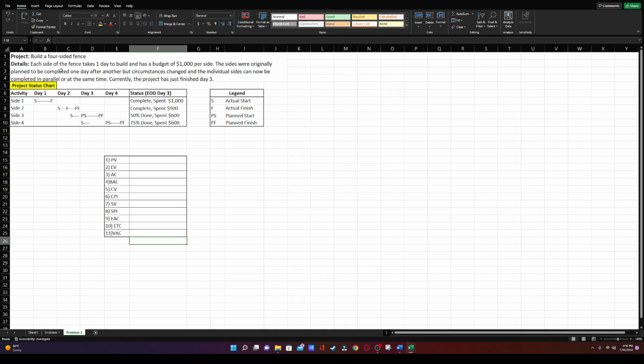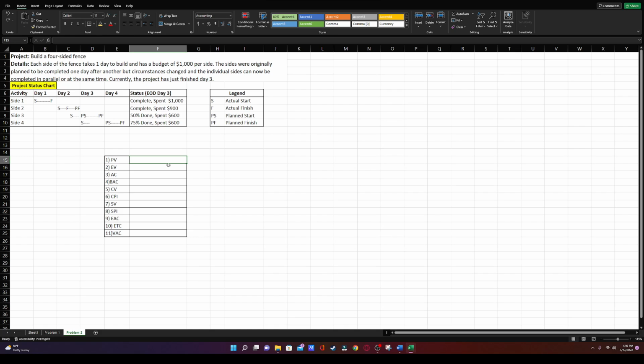So we're going to build a four-sided fence, similar to the first one. It's going to be a square. Each side of the fence takes 1 day to build and has a budget of $1,000 per side. The sides were originally planned to be completed one day after another, but circumstances changed, and the individual sides can now be completed in parallel or at the same time. Currently, the project has finished day 3. So this is similar to the first problem, except we have one slight change, is that we don't have to do the work in order. What that has caused is that, for instance, side 3 and side 4 are both being worked on at the same time and both have different levels of completion.